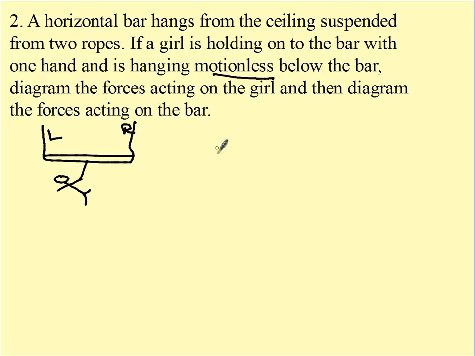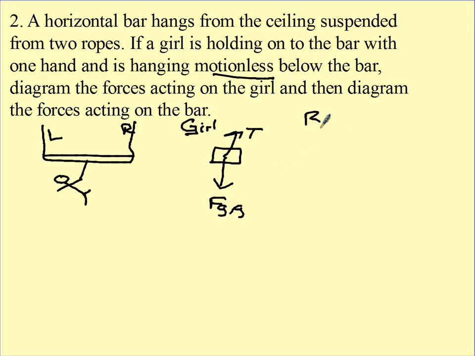Alright, so here's the girl. The girl is a box. And make sure you write girl. First force you always draw is her weight. It's going straight down. So this is Fg of the girl. We'll put G for girl there. Now she's hanging on to this bar. I can call this a force up or a tension. We're going to call that the tension in her arm. So we're going to call that T.